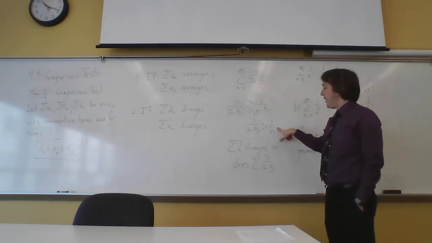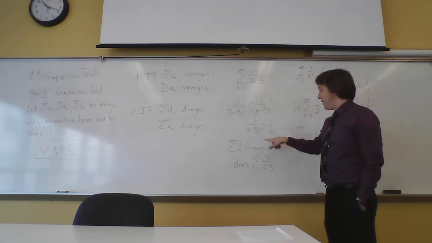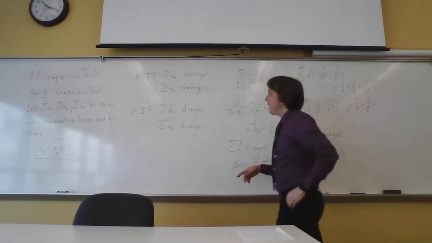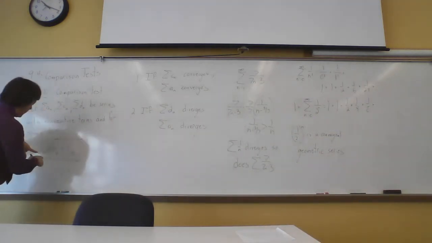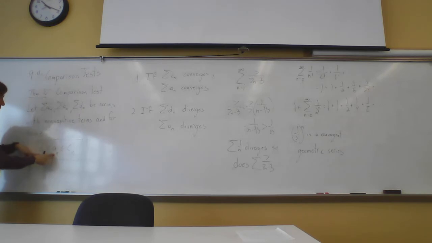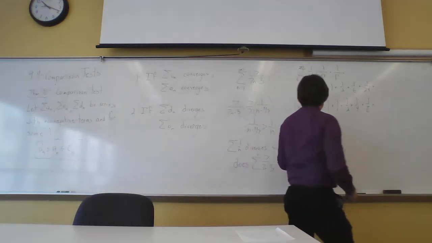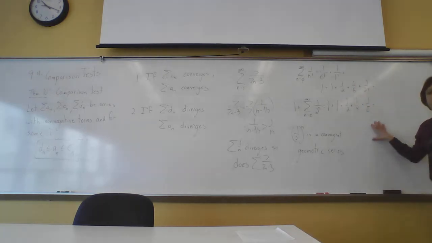So we can make a comparison here with the harmonic series, 1 over n. We know that that diverges because it is the harmonic series. And so because we have a divergent series with our terms being always bigger, then our series has to also diverge. All right, let's look at this one.